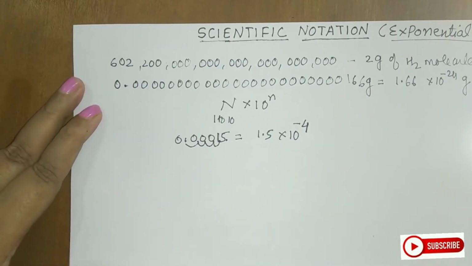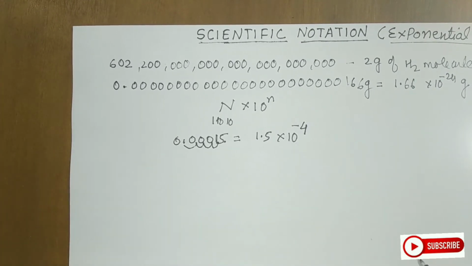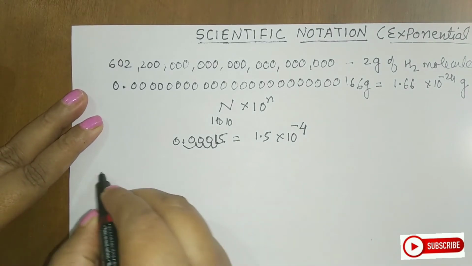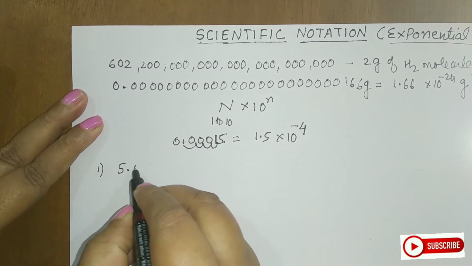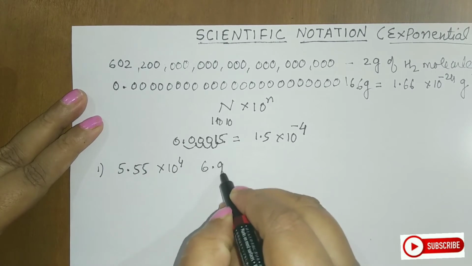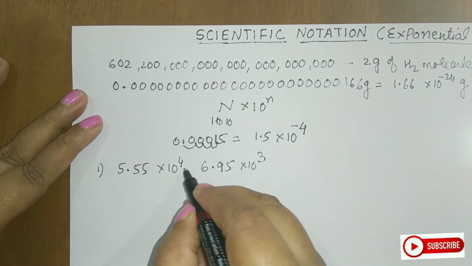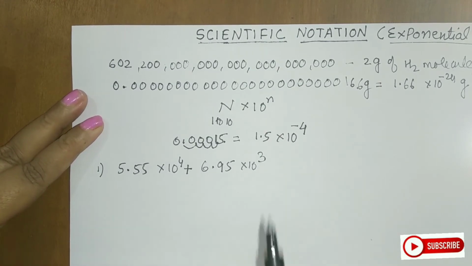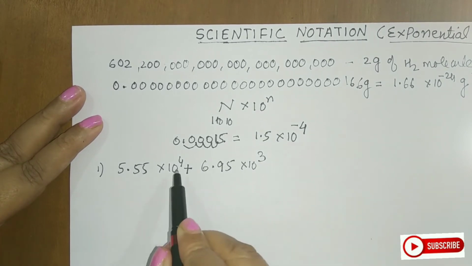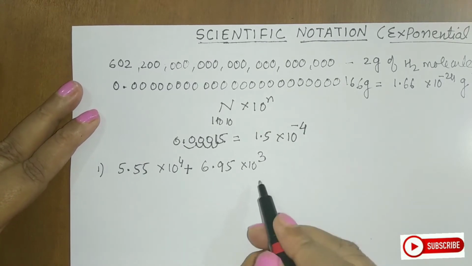Now let us see how you can use this for calculations and some of the rules you have to follow while calculating problems. Let us see the first one: 5.55 into 10 raised to 4 and 6.95 into 10 raised to 3. I have to add them. Students, when you add such numbers, the important thing is to make the exponential powers the same. So first let us make the powers the same.